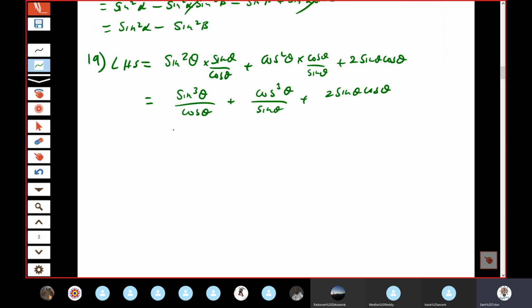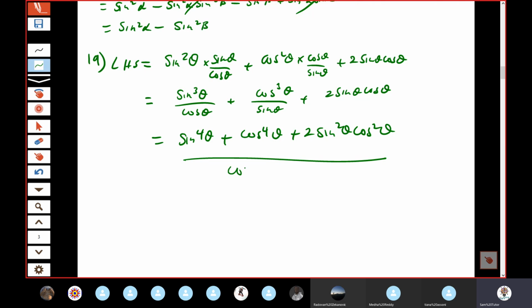So equals common denominator, so that becomes sine to the power of 4 plus cos to the power of 4 plus 2 sine squared cos squared on cos theta sine theta. Still with me? Now you really got to know what to do with this next step. So it's not something you can just fudge. You actually got to see something.